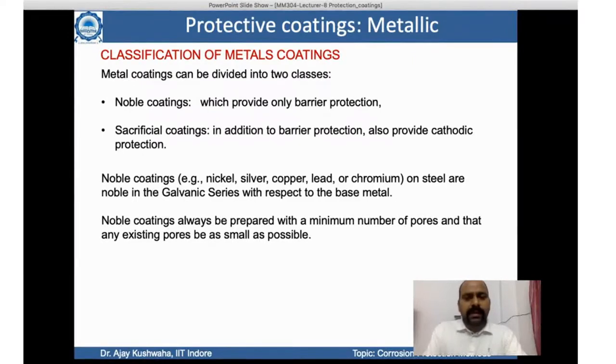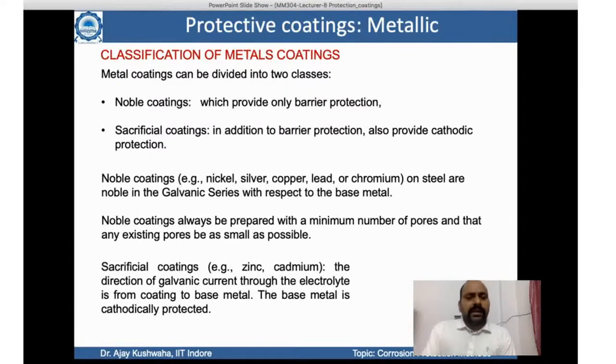Noble coatings should always be prepared with the minimum number of pores, because if pores are there, then your material will again interact with the environment, and any existing pores should be as small as possible. For sacrificial coatings such as zinc and cadmium, the direction of galvanic current through the electrolyte is from the coating to the base metal. The base metal is cathodically protected. These coatings degrade first as compared to the base material.